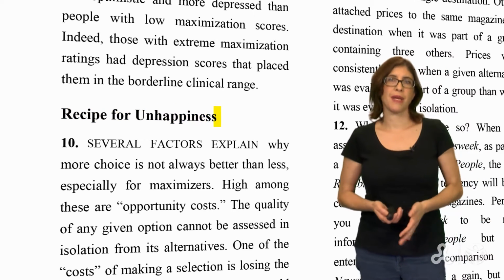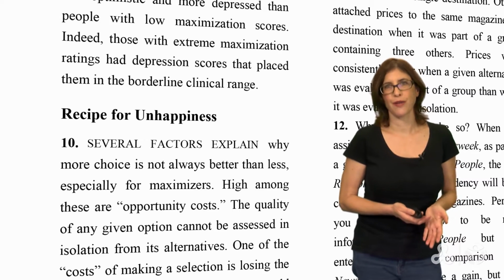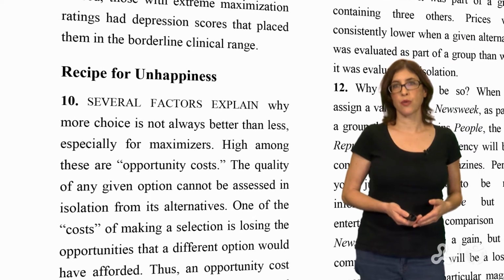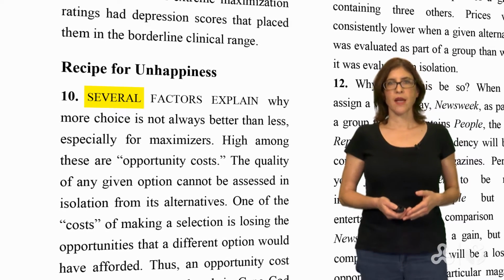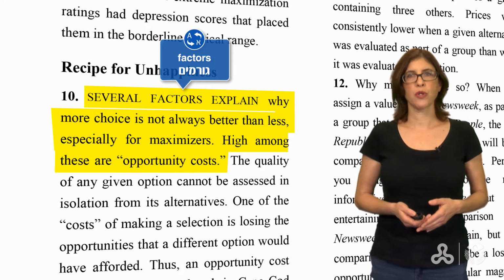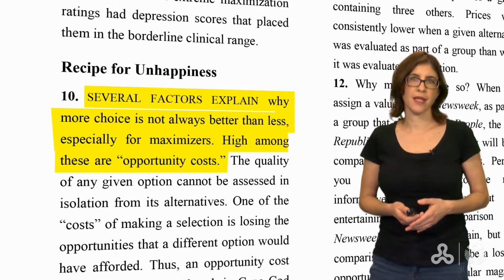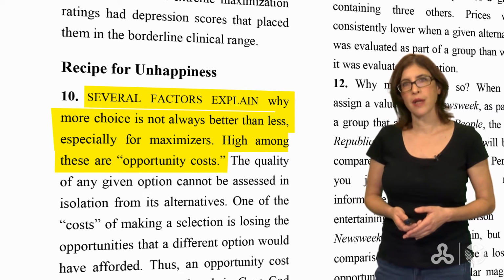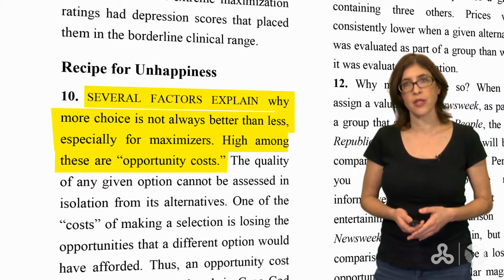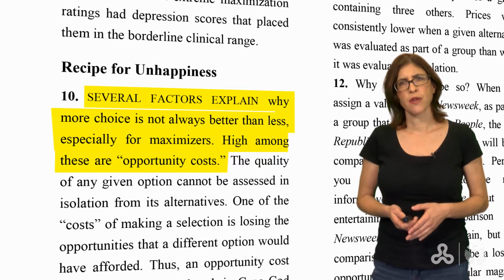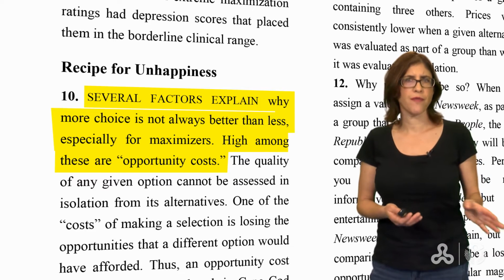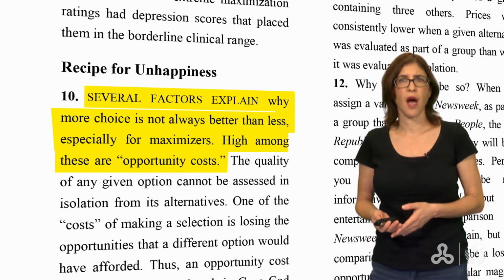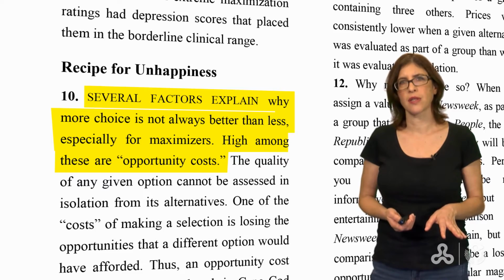Now let's see what makes us unhappy according to the writer. Let's start by reading the first 2 sentences of section 2. Several factors explain why more choice is not always better than less, especially for maximizers. High among these are opportunity costs. So the writer explains that there are several factors, גורמים, and among these factors we have opportunity costs.